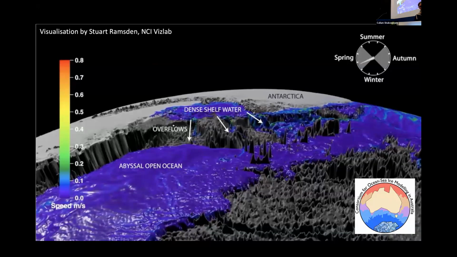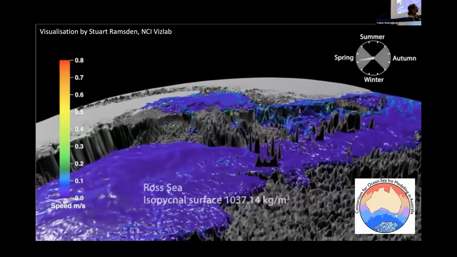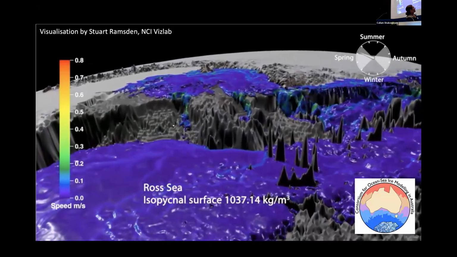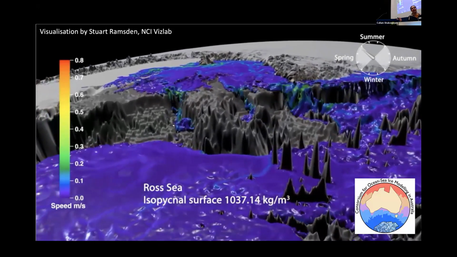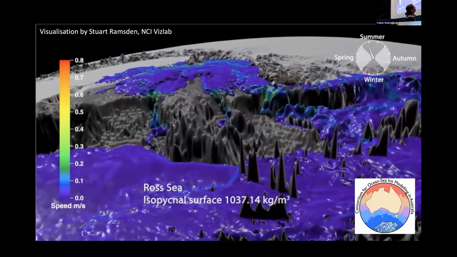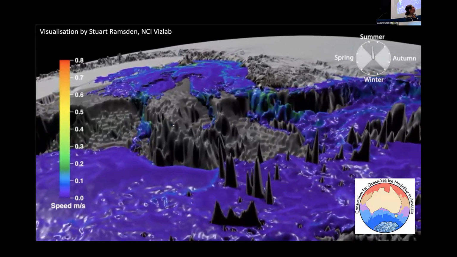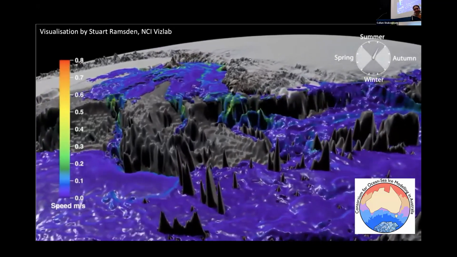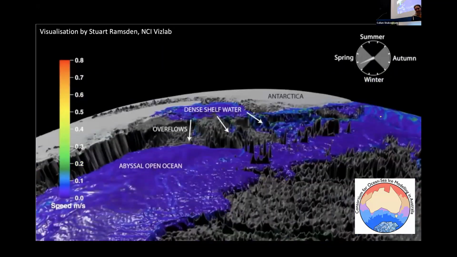Just to give you a picture of what these dense water overflows look like, I imagine most of you have seen this movie before. This is in the Ross Sea, and this is just picking out a very dense isopycnal. You can see the three troughs that flow out of the Ross Sea here, and the dense waters descending down into the abyss across those troughs.